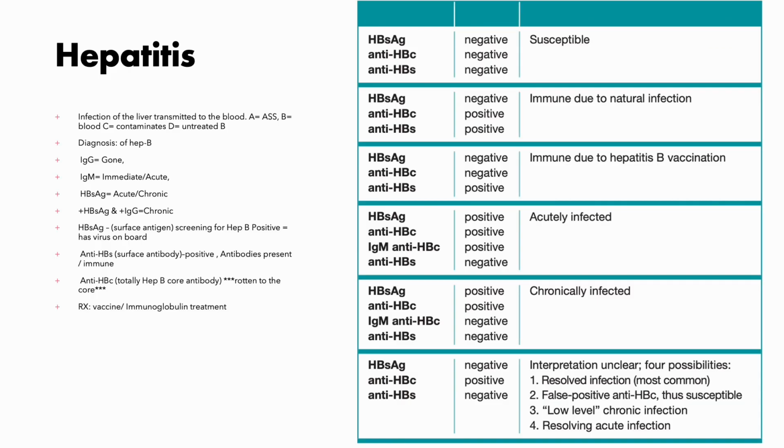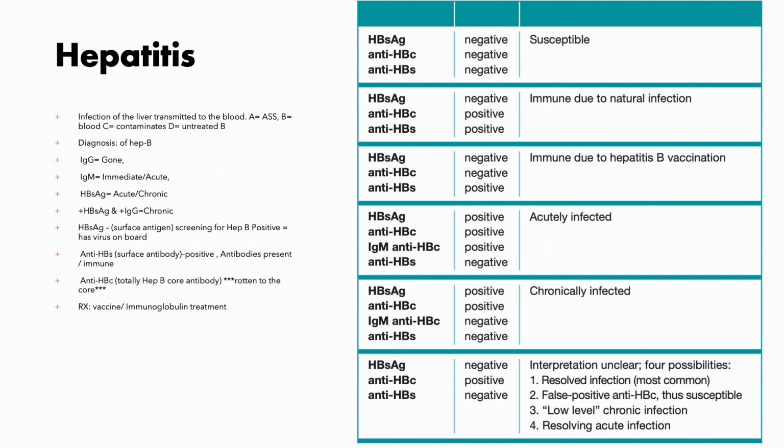So let's talk about hepatitis. Hepatitis is an infection of the liver, transmitted through the blood, and those are due to different agents. A is caused by fecal contamination, so eating food with, or people that prepare food with, unwashed hands. B, blood. C, contaminants. Obviously, you can have contaminants in B as well, and blood in C as well, but just keeping it simple. And D is untreated hepatitis B.